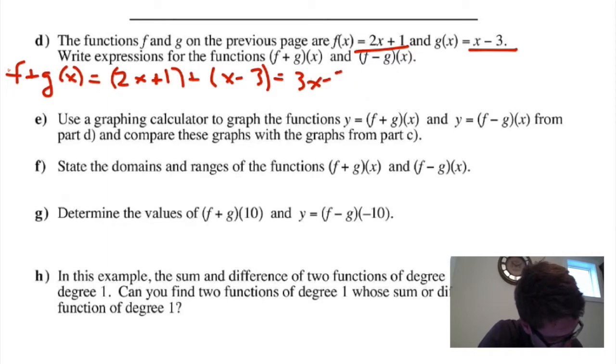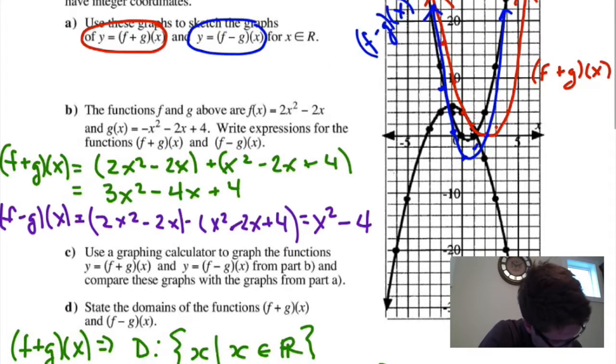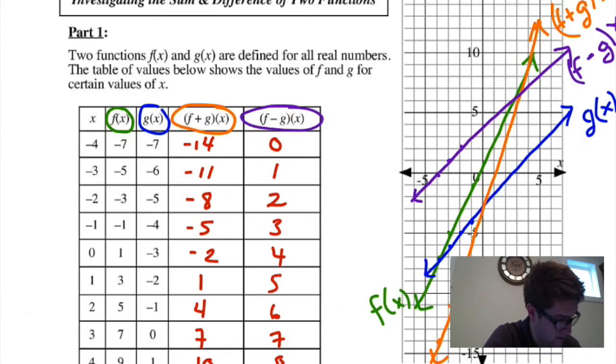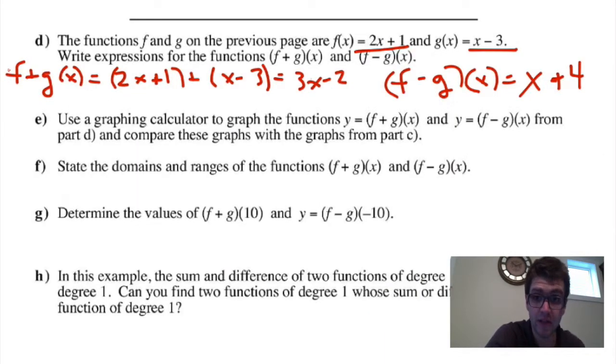(3x minus 2). The subtraction, 2x minus x, f minus g of x should give me 2x minus x is x. Sorry. And 1 minus -3 is plus 4. And again, when we look back, the function 3x minus 2 makes sense for f plus g of x, slope of 3 and approximately an x-intercept of negative 2, and f minus g of x, our x-intercept is 4 and we have a slope of 1. So yeah, those agree, those make sense for what we have.